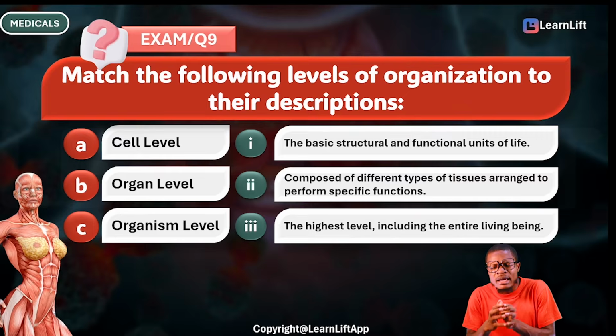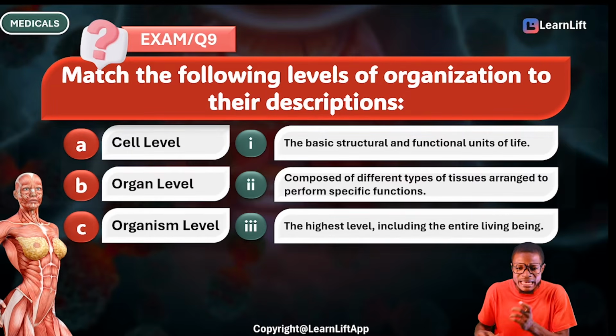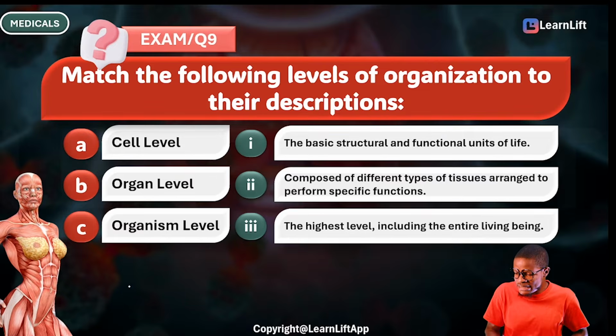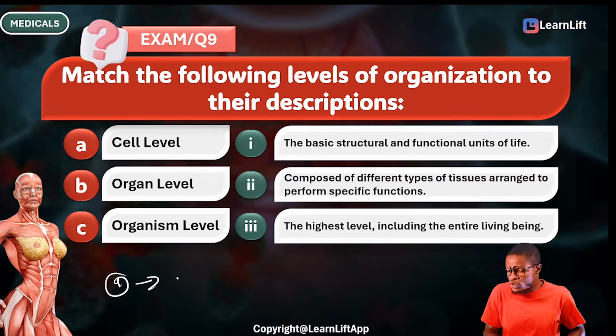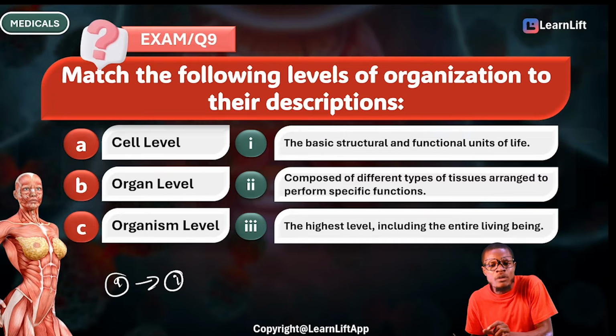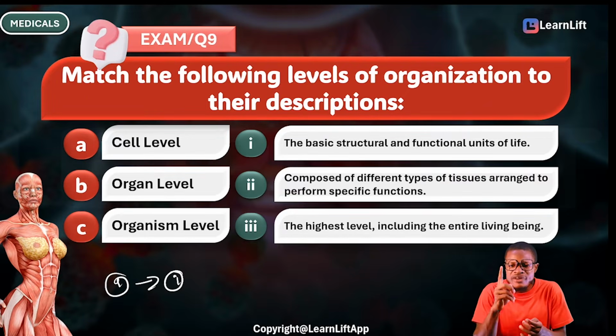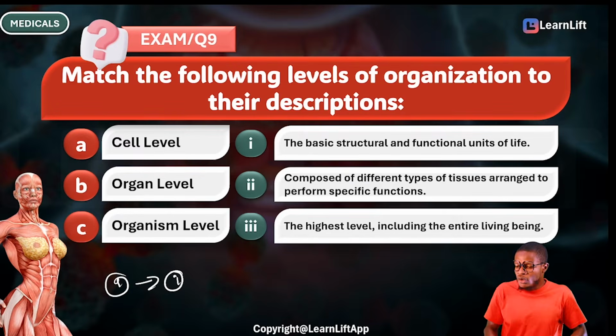Now look at the first here. The basic structural and functional unit of life. Of course, that's your cell. If it is cell, that means A there is going to correspond with what? 1. No play. That's the red. Now look at the second there. Composed of different types of tissues arranged to perform specific function. Now different types of tissues coming together is going to give rise to your organ. That's organ level.